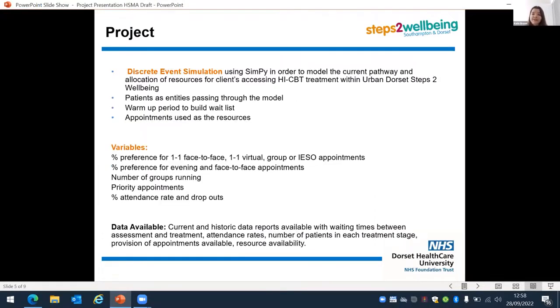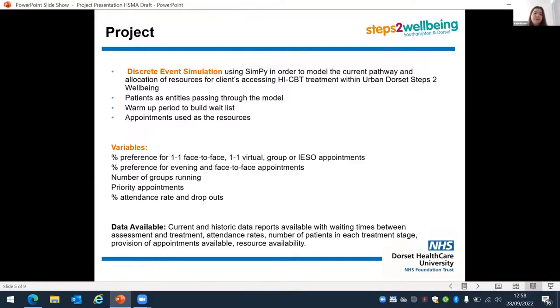So we were using discrete event simulation in Python. We were trying to create a model of the current waiting list and pathways for treatment. So the patients were passing through the model. We used a 2-year warm-up period because the waiting list doesn't start at 0 every day. And we ran the model for a year. So that's what we were looking at with the data. And we used appointments as the resources because it got really complicated if we were trying to use things like therapists or rooms or things like that. So appointments was the way we ended up doing it.